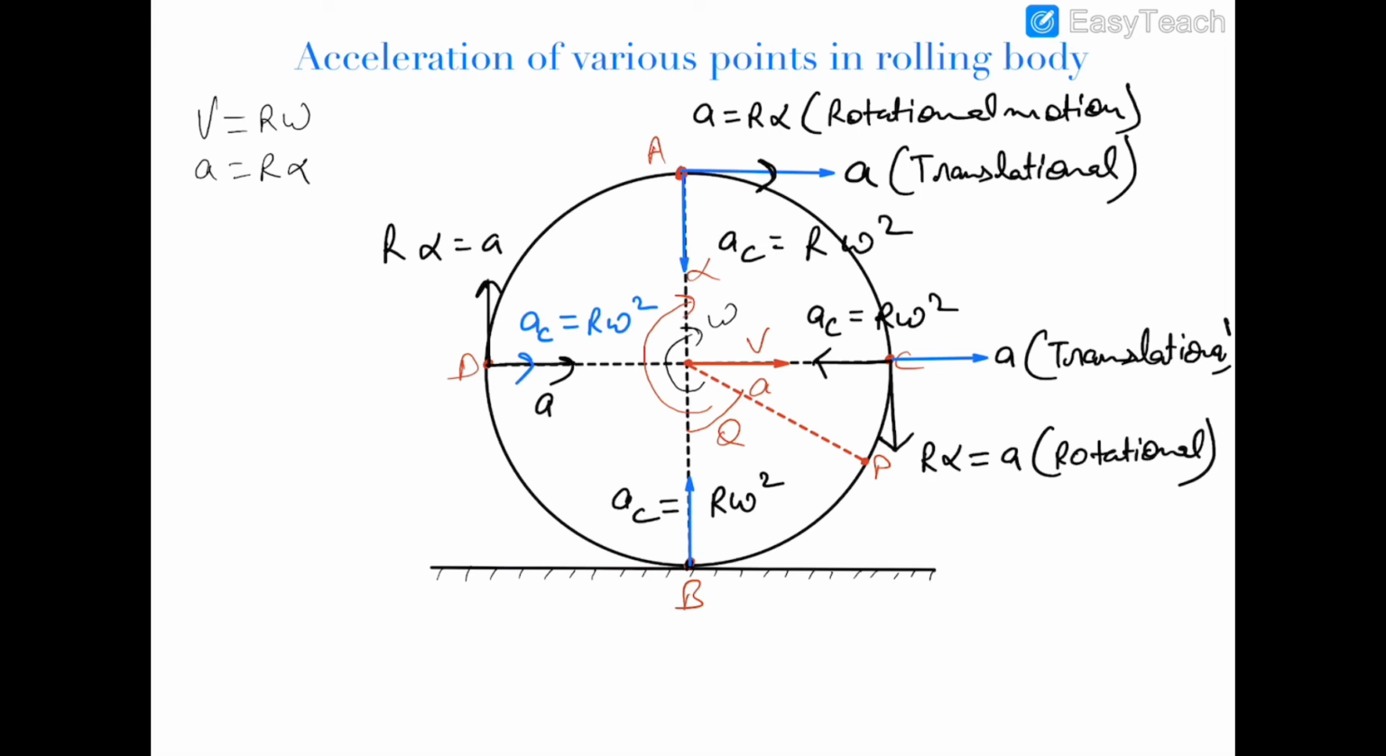So I hope you can understand the accelerations of all the points which are lying in the rolling body, which is in the state of accelerated pure rolling. But if this body was in the state of uniform pure rolling, in which the acceleration of the center of mass would be 0 and alpha would be 0, then only centripetal accelerations would exist for all the points, and those accelerations would be directed towards the center.